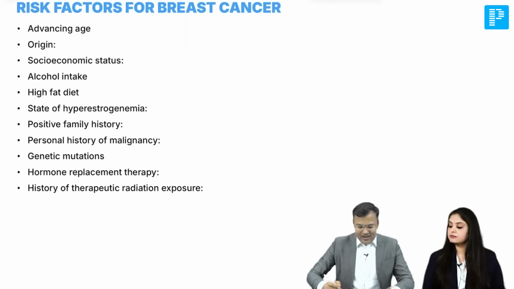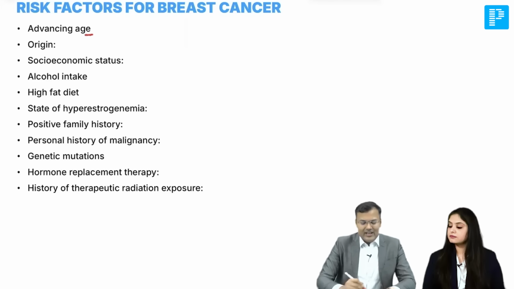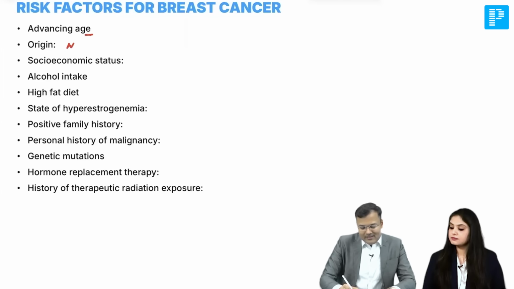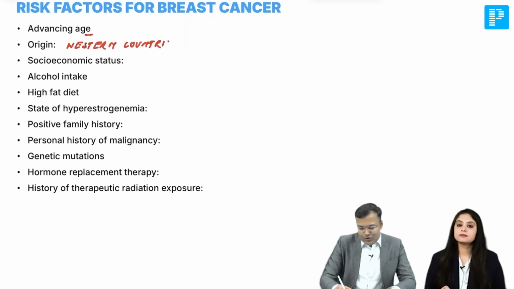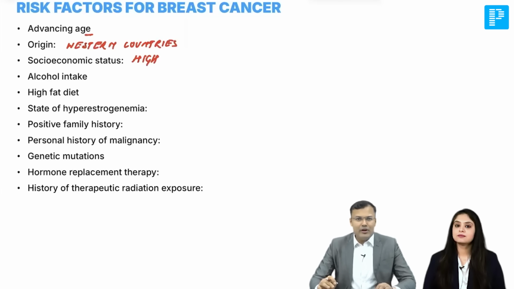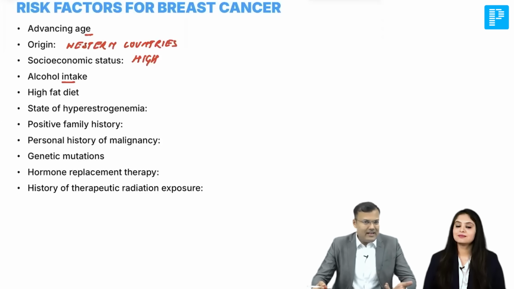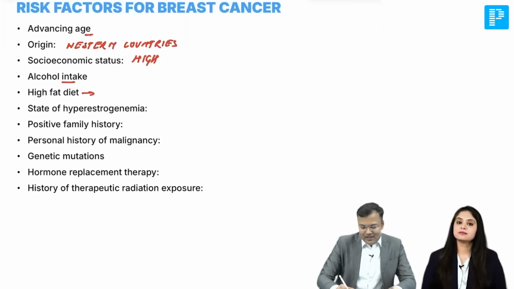So you can see here, what is the risk factor? First is advancing age. Second, origin: the female should belong to Western countries. Clear? And high socioeconomic status is a risk factor. You know that females belonging to high socioeconomic status usually take alcohol. So alcohol intake. High fat diet, obviously a high fat diet will lead to obesity, so that is another risk factor, right?